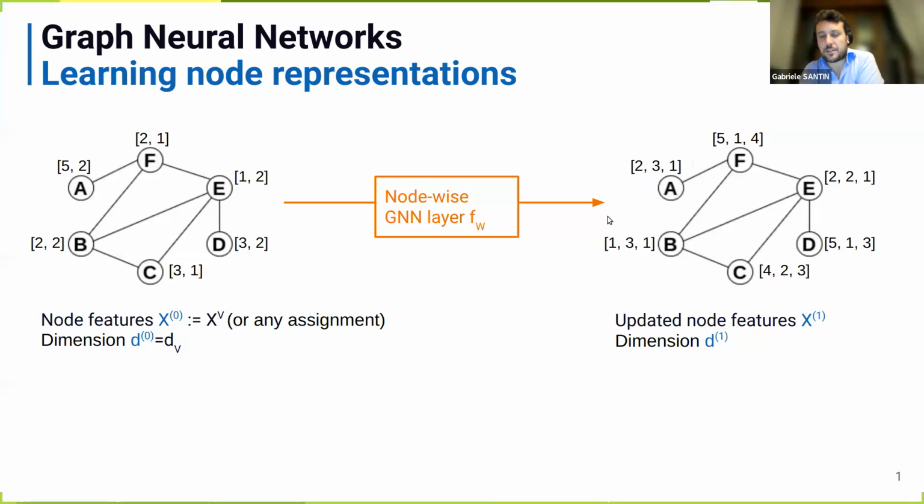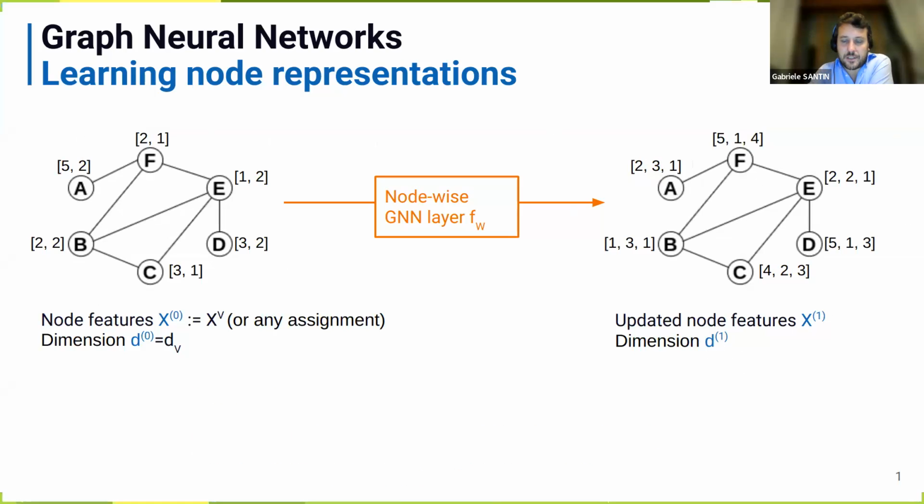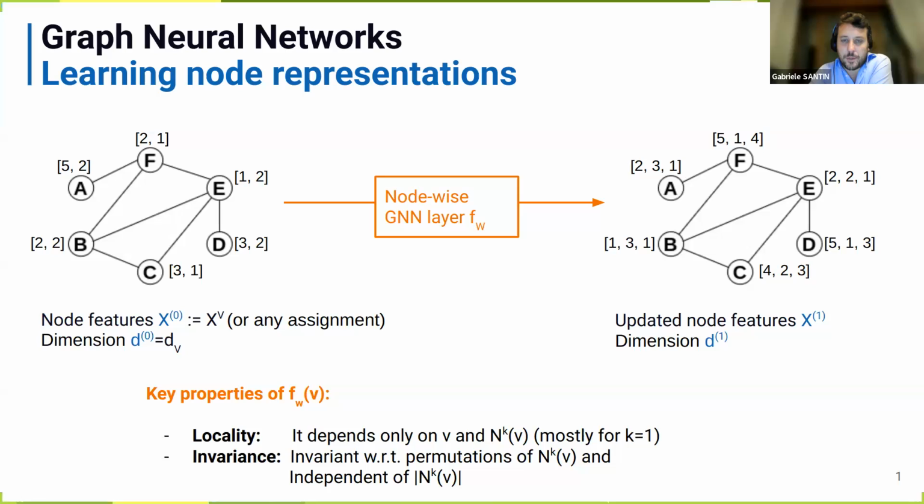After this transformation, each node still has some features, but we call them x of 1, and they have a given dimension d1. The choice of this dimension is a hyperparameter of the model. So one application of one layer is just taking the input graph with its own features and returning a new graph with updated features. In general it is like that, but this is realized with some key properties of the function f of w, when applied to a single node. The properties are two.